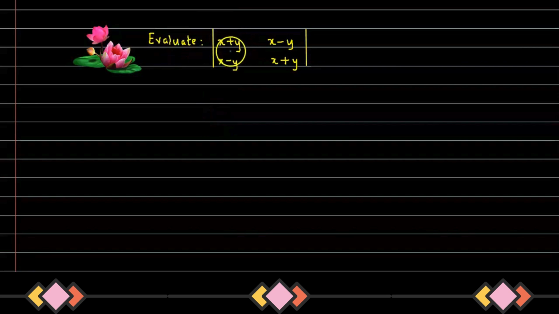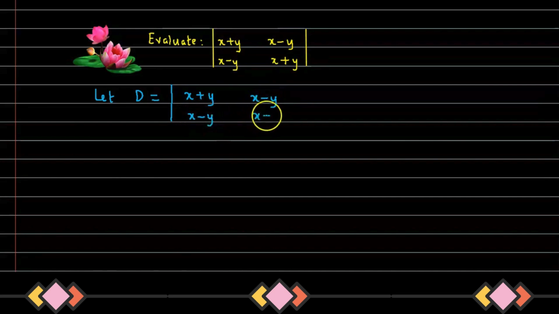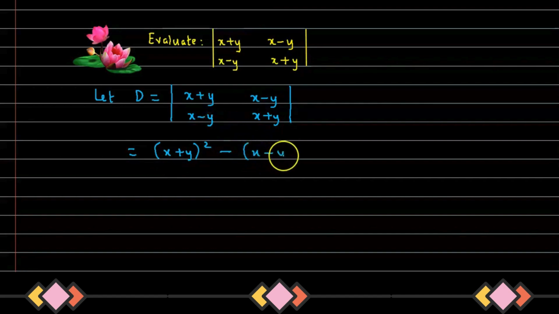Evaluate the given determinant. अब suppose इस determinant को हम नाम दे देते हैं as D. So let D represent the determinant with elements x plus y, x minus y, x minus y and x plus y. अब इसे expand करते हैं हम. So x plus y into x plus y, ये हो जाएगा x plus y the whole square, minus y into x minus y, so this is x minus y the whole square.